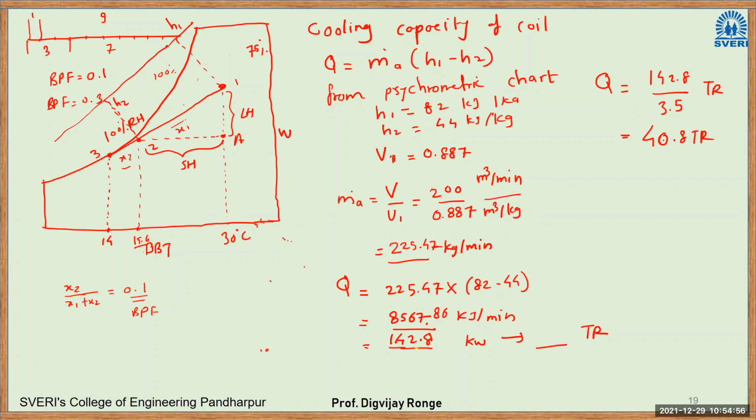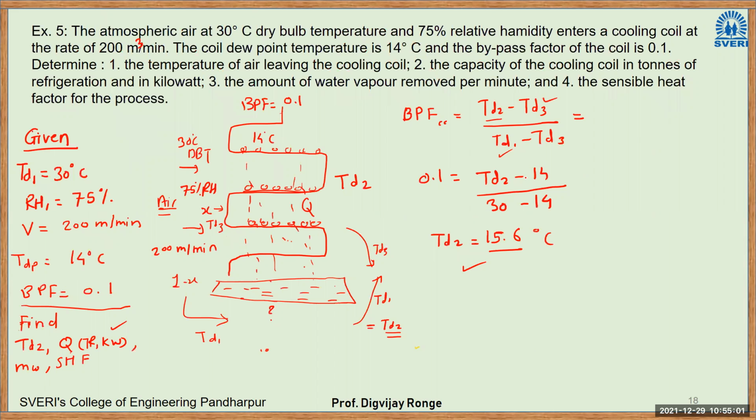So I will again recap whatever happened in this case. See here we have a cooling coil, right? So this is a cooling coil. We are passing air onto it. There will be removal of moisture as well as reduction in temperature. So this is a case of cooling and dehumidification.